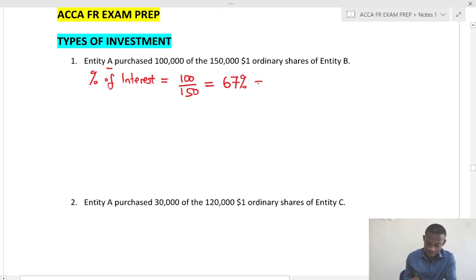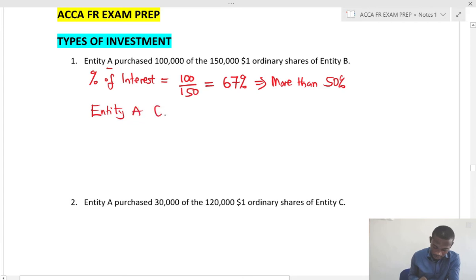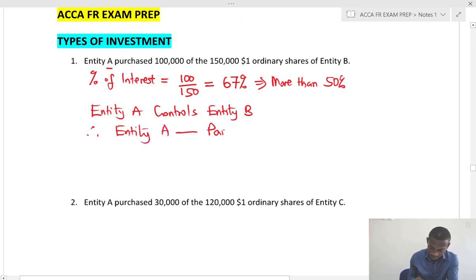And 67% is more than 50% interest. And what it means is that entity A controls entity B. Therefore, entity A is parent, entity B is subsidiary.